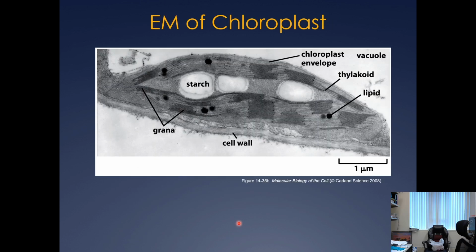Okay, now on to chloroplasts and photosynthesis. Very similar. I'm just going through this so that you guys have a good appreciation of the electron transport chain. So here's just a nice image of the chloroplasts. And here you can see the granules. There'll be starch there. You can see the thylakoid membranes. And then there's also lipid droplets and a cell wall in here.